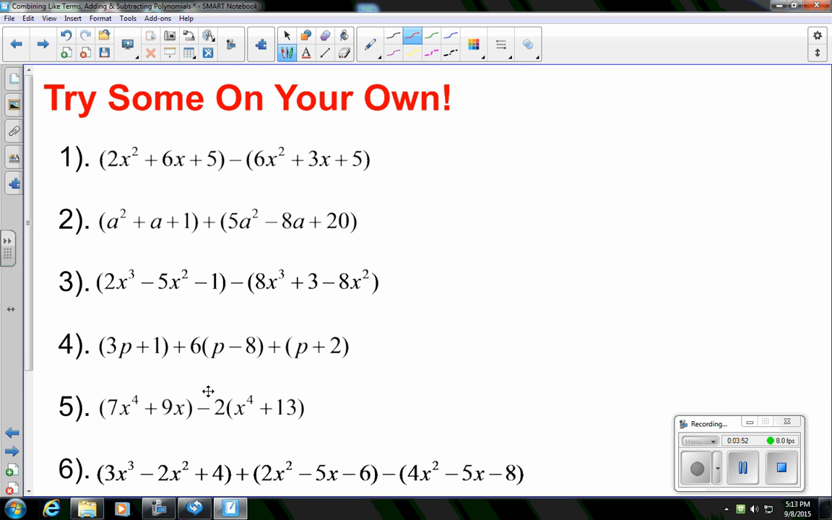So here are some practice problems to try on your own. If you'd like, take out a piece of paper, try them on your own, hit pause, and then when you're done, hit play, and the answers will be displayed for you on the next slide.